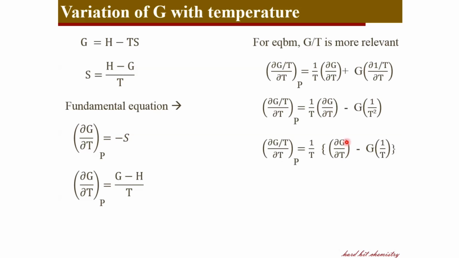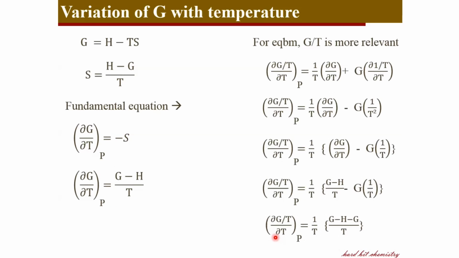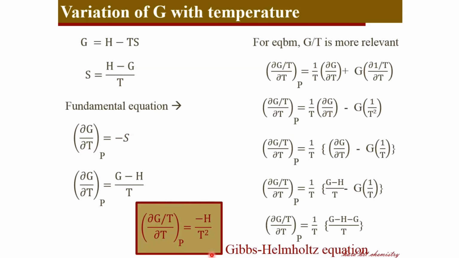And here I am replacing this dou G by dou T term ready-made from here. So I have this, and by solving this I get this expression, that is dou by dou T of G by T at constant pressure is minus H by T squared. There is variation of G by T with respect to temperature at constant pressure given by minus H by T squared, that is in terms of the enthalpy of the system. And this expression is called the Gibbs-Helmholtz equation.